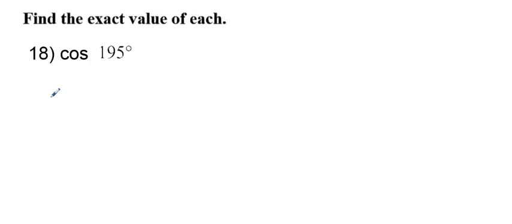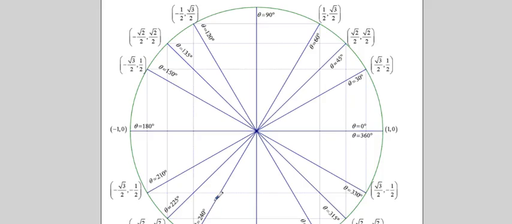Okay, next up, we're going to look into finding the exact value of the cosine of 195 degrees. So once again, 195 degrees is not on the unit circle. We'll have to find two angles that either add up to or subtract to get 195 degrees. So let's go to our unit circle. And as usual, there are many different combinations that we can use.